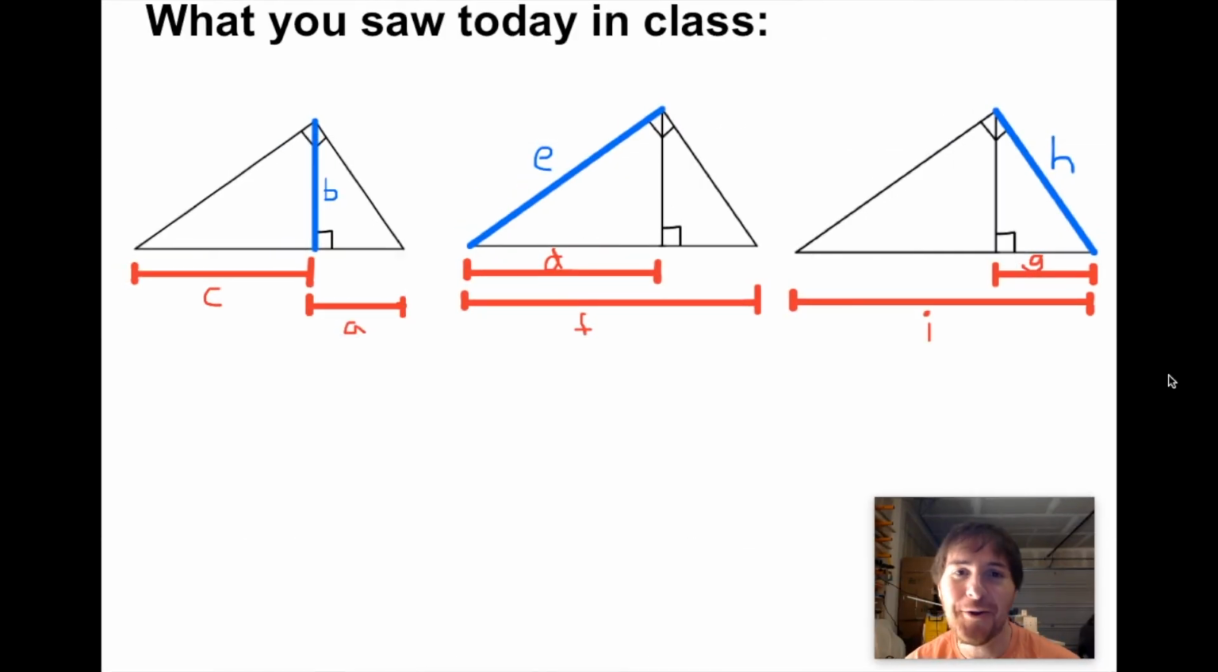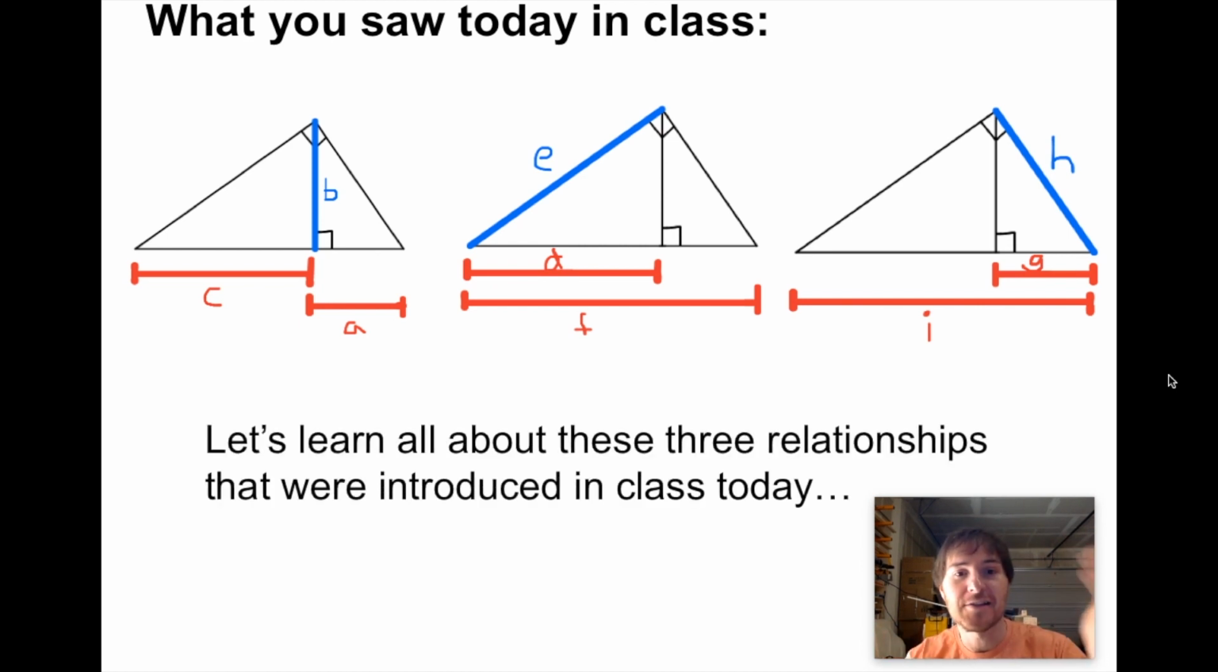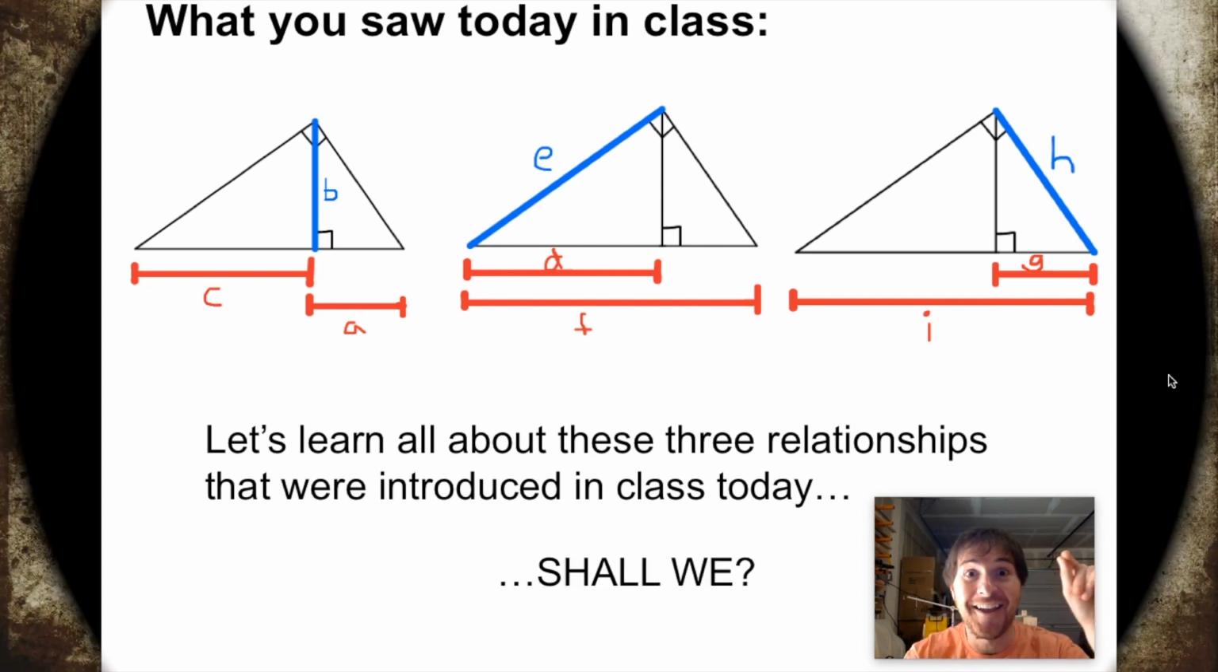You saw these diagrams in class today, and you noticed that we had some similar triangles in these diagrams. So now it's time for us to sort out what this is all about. Let's learn all about these relationships that were identified in class today. Of course, we have the blue line segments. They relate to the red line segments in a certain way. It's actually something called geometric mean. That's what we're going to talk about today, shall we?